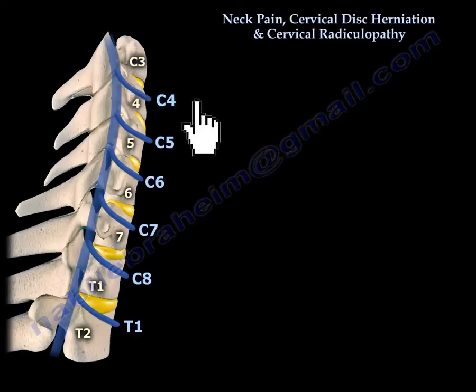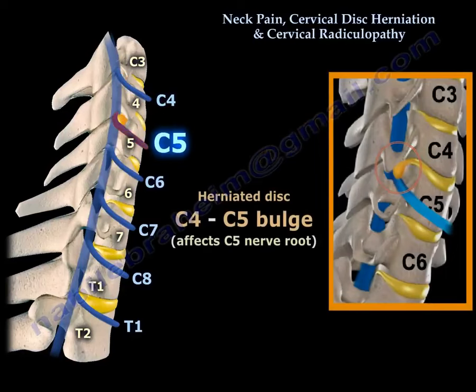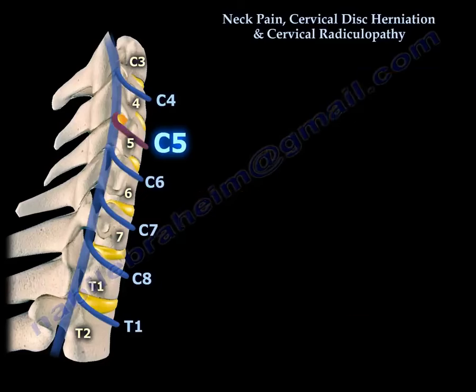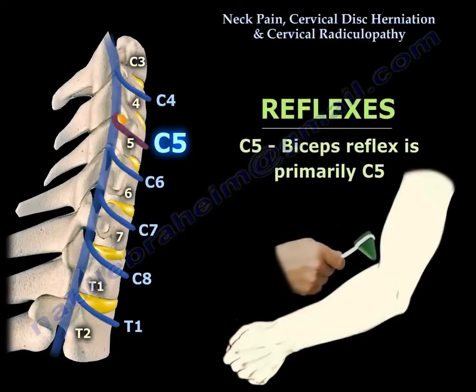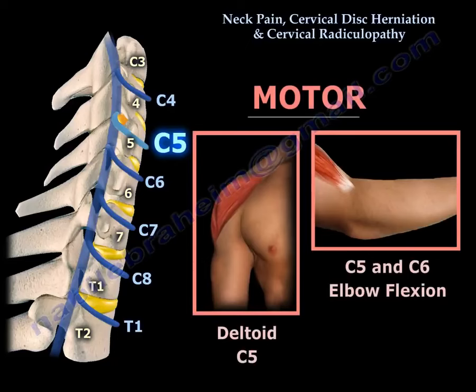If you have a C4, C5 disc bulge, it can affect the C5 nerve root, and this will affect sensation around the shoulder area. Also, C5 will affect the biceps reflex, because the biceps reflex is primarily C5. As regards the motor, C5 will affect the deltoid power and strength, and it could affect elbow flexion, which is C5 and C6.